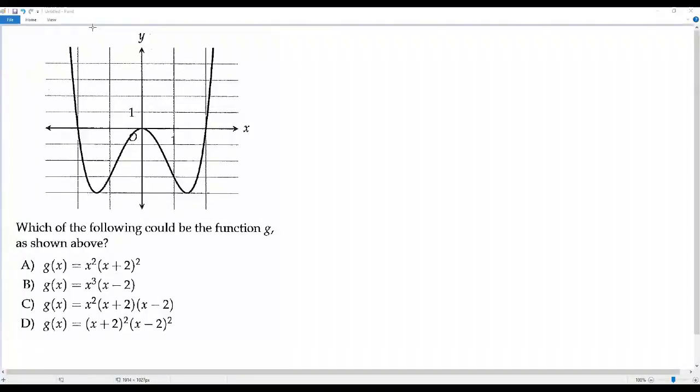Here we have a SAT math question. Okay, let's go with the information. There is a graph given over here. Which of the following could be the function g as shown above? Here we have the graph of the function g of x, and among the answer choices, we have to find the function g of x.